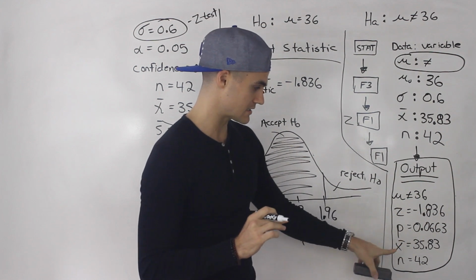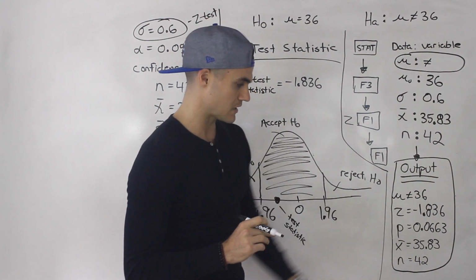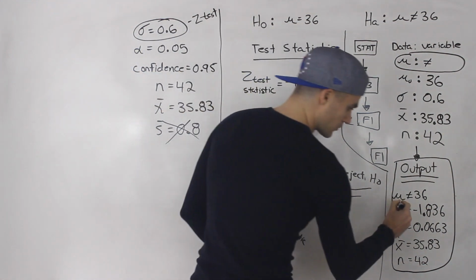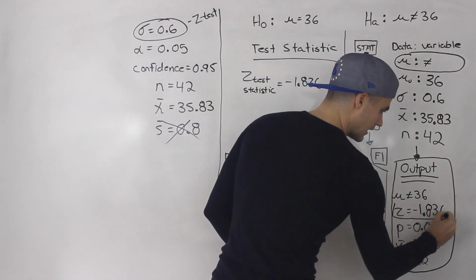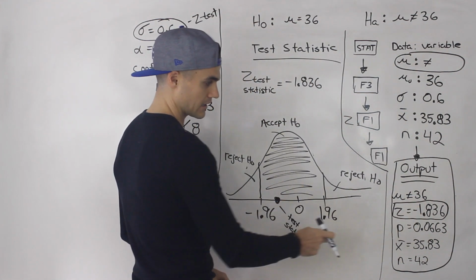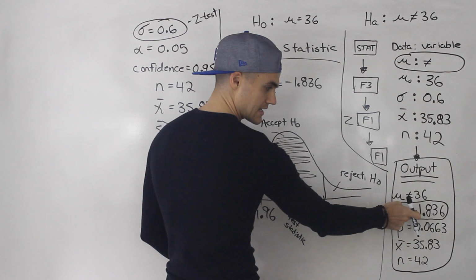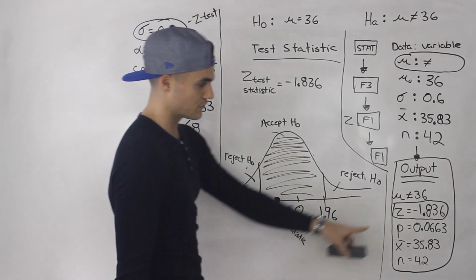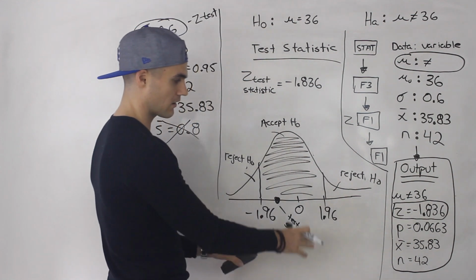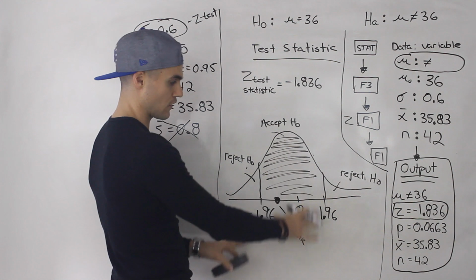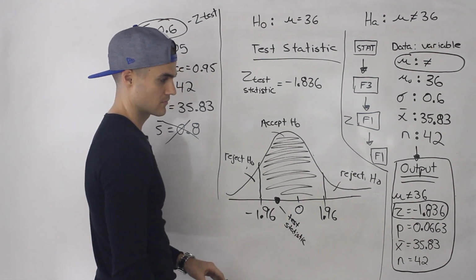I'm going to discuss that in a second. And then the sample mean, and then the sample size. So really what we're looking at is this over here. We can also look at the p-value. Again, I'm going to mention that in a second, but notice how this is the test statistic that we calculated before. And then from here, you would just compare where does that test statistic fall on the distribution.